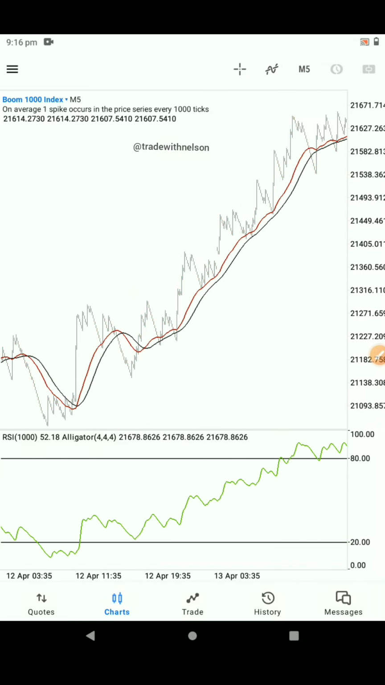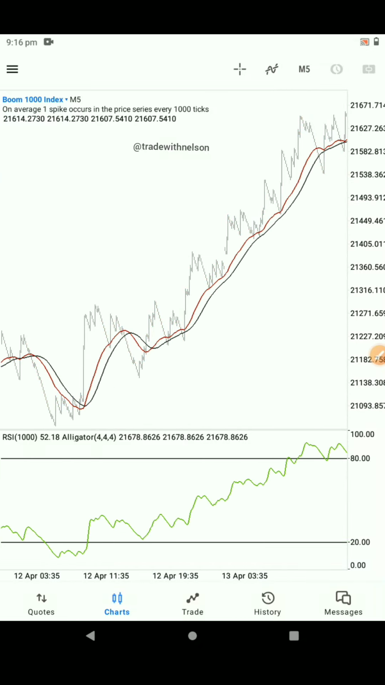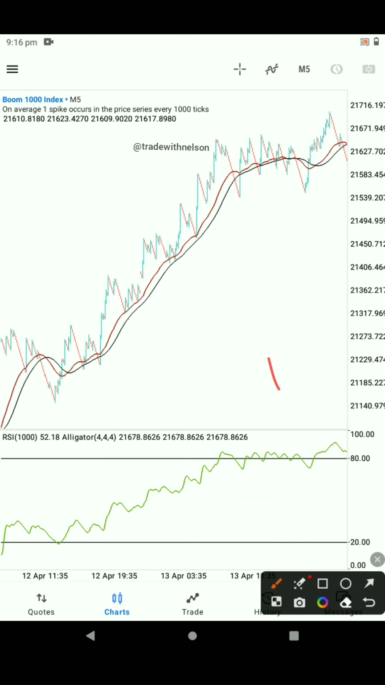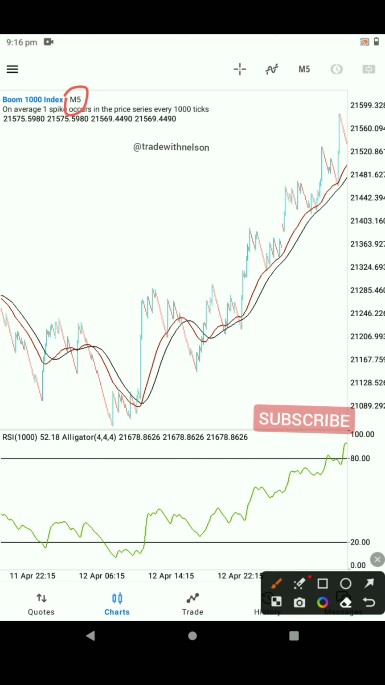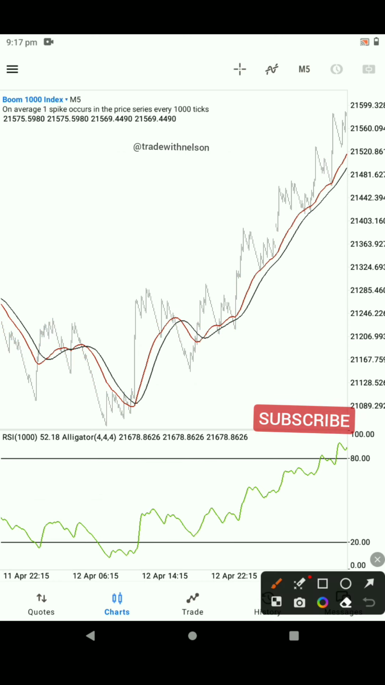In this video, I want to quickly drop a strategy for you that you can use to scalp the Boom and Crash market. If you look carefully on my chart, this is the 5 minutes time frame and this is Boom 1000. And if you look on my indicator windows over here, I have two moving averages and I also have the Alligator indicator and the RSI.